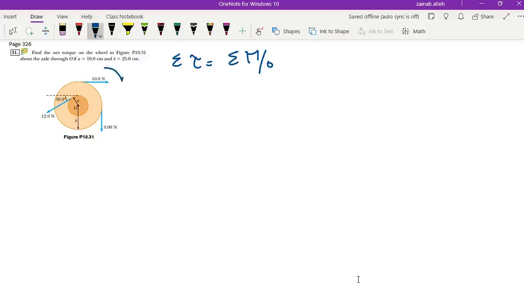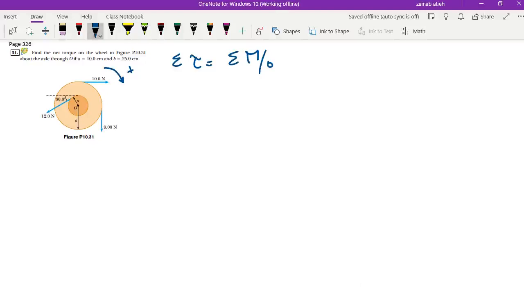I will choose a positive sense. If the sum of moments is positive, that means the wheel will rotate with the positive sense. If the sum of moments is negative, that means the wheel will rotate opposite to the chosen positive sense. So as you can see, I have 3 forces. Let me start first by calculating the moment of the first force, which is the 10 Newton force.